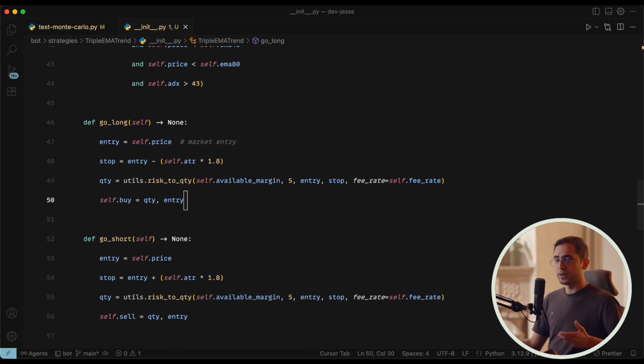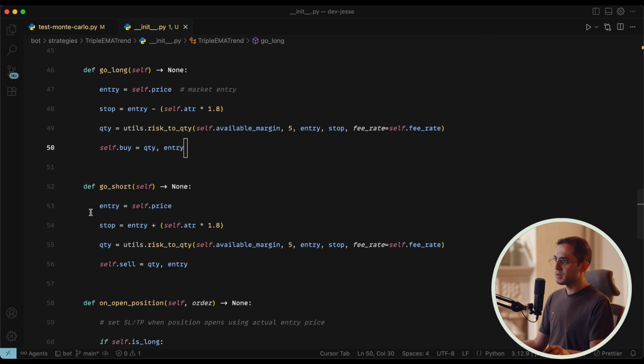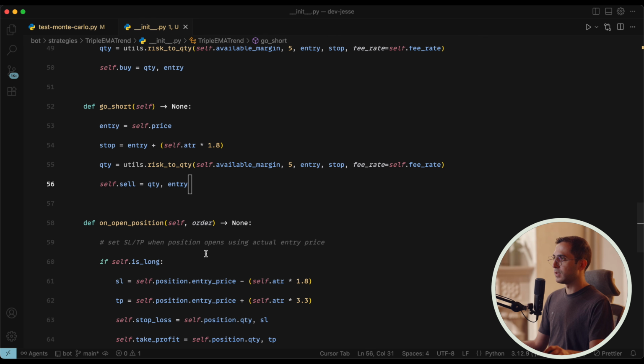And then to submit the actual buy order, all we need to do is to say self.buy equals quantity and then the entry. That's it. Very, very simple. Now for a short position, we're doing the exact opposite. So basically for the stop loss, instead of subtracting the ATR, we are adding it. And also instead of self.buy, we are using self.sell to submit a sell order for a short position, which of course makes sense.